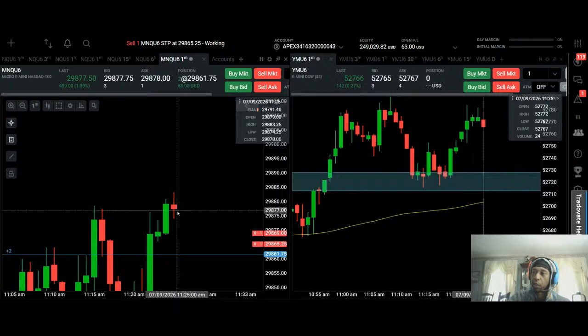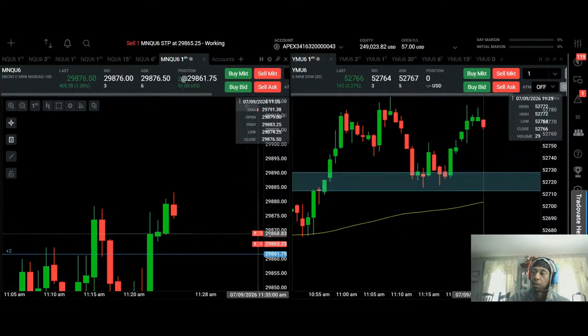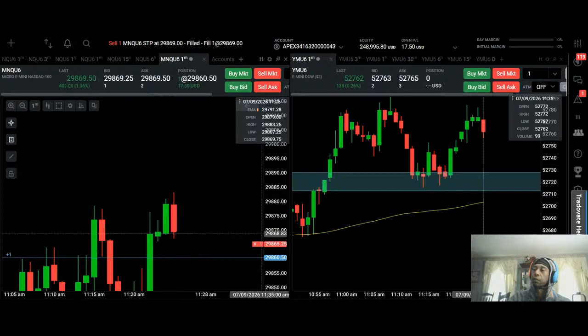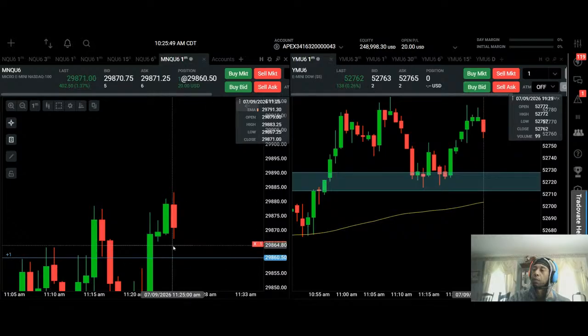I would like one more green candle right here. That'd be freaking awesome. But if they kick me out, they kick me out. I will aggressively trail this out to give me one more green candle. Stop filled. That's one. The 11:25 candle sprint right now.